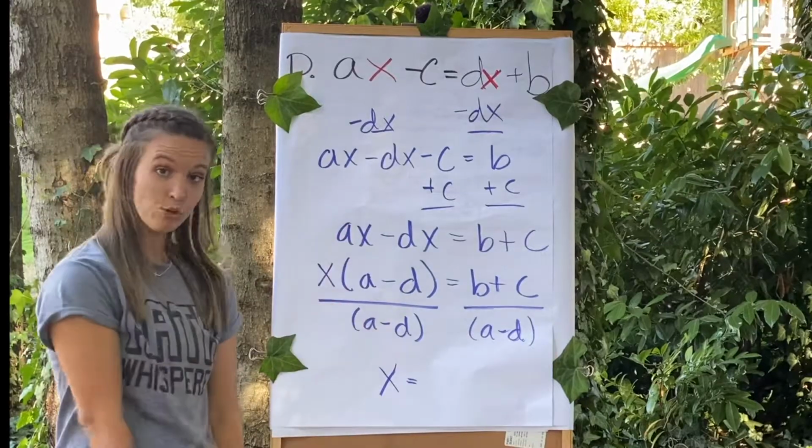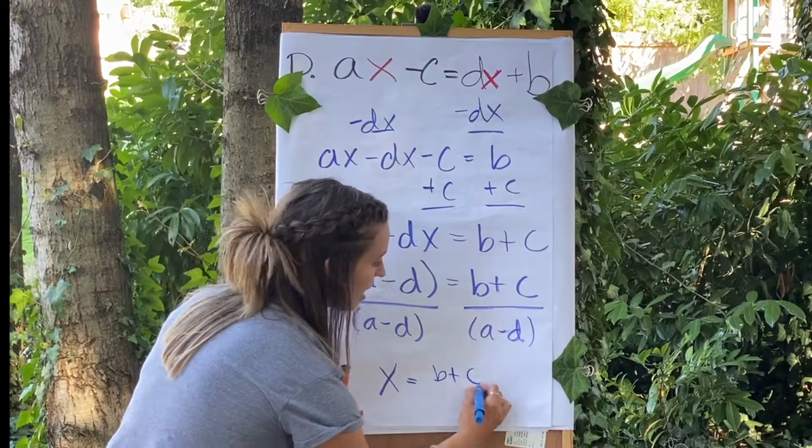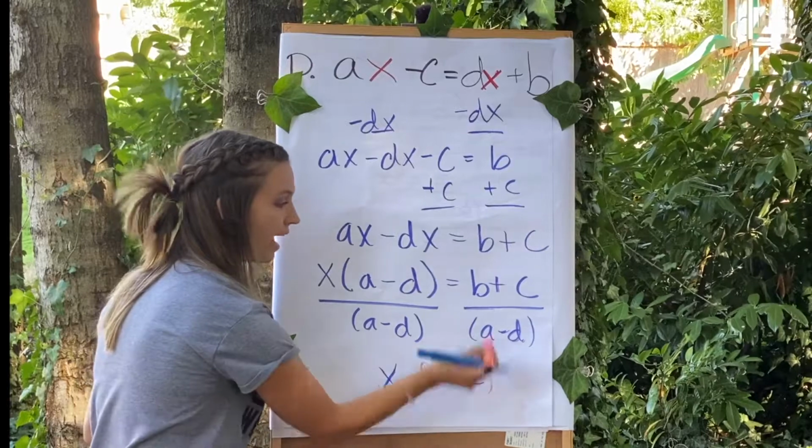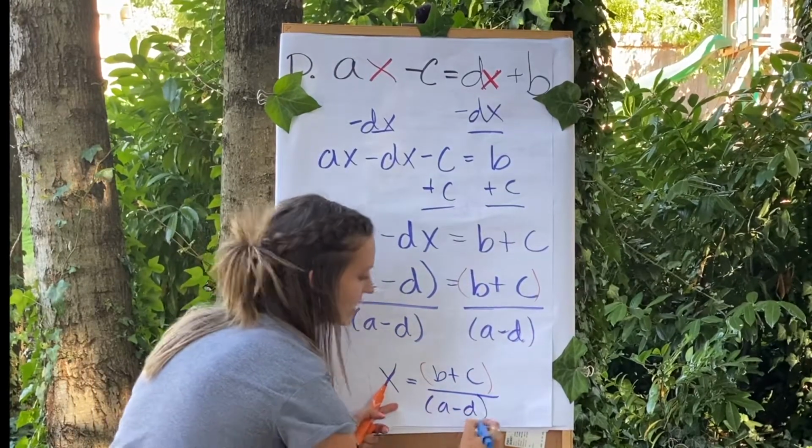So I've done my 2 steps, and it looks like my final answer is going to be that B plus C on the numerator, but I'm gonna go ahead and hug that out, okay? And then divided by A minus D.